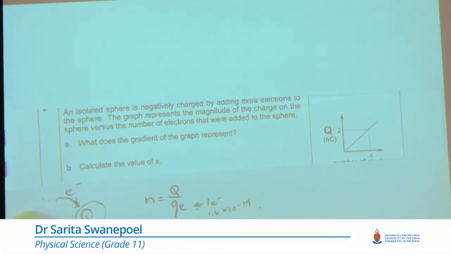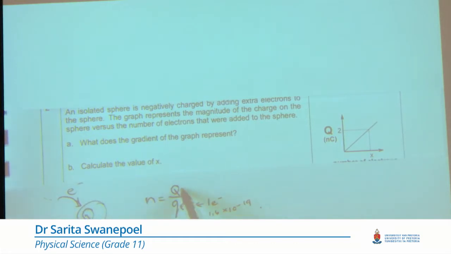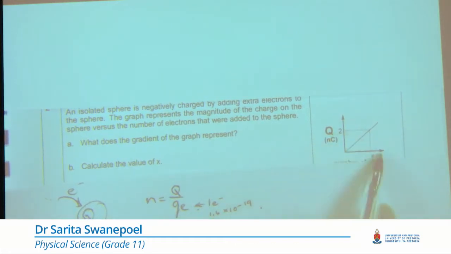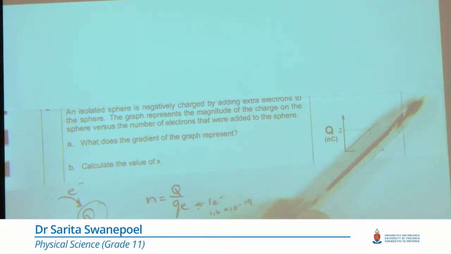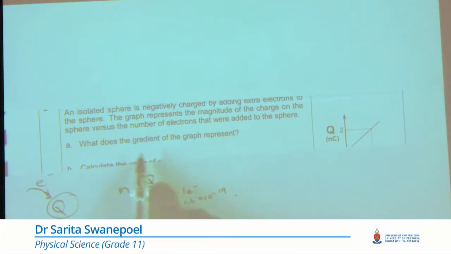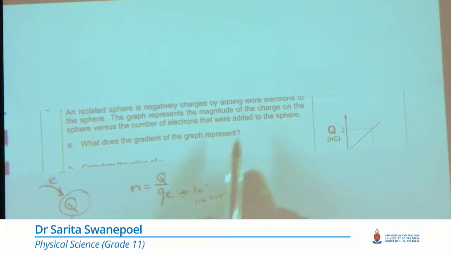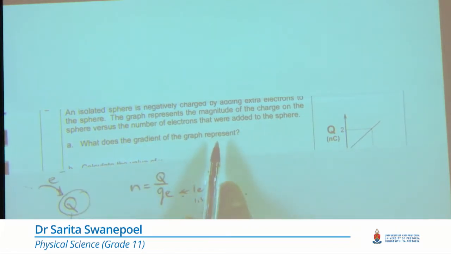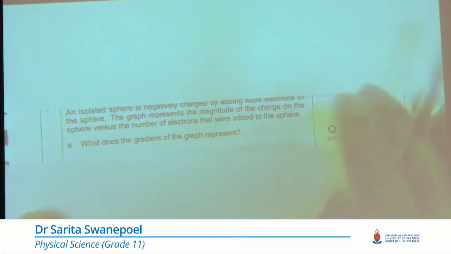Right. So what is the relationship between the number of electrons that you put onto the sphere and the charge? That's directly proportional, right? Directly proportional. That's why you get a straight line, right? And now they ask you, what does the gradient of this graph represent? Okay, so gradient.